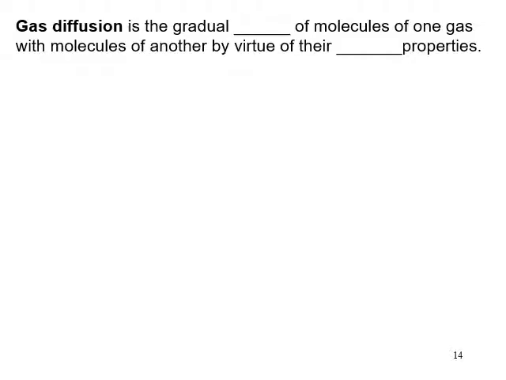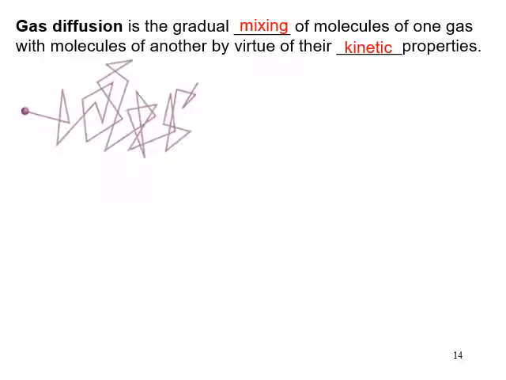As far as diffusion is concerned, it does make sense that when you heat up a gas, it will diffuse faster. So all of these different relationships work together. Gas diffusion, by definition, is the gradual mixing of molecules of one gas with molecules of another by virtue of their kinetic properties. Kinetic meaning they're moving.